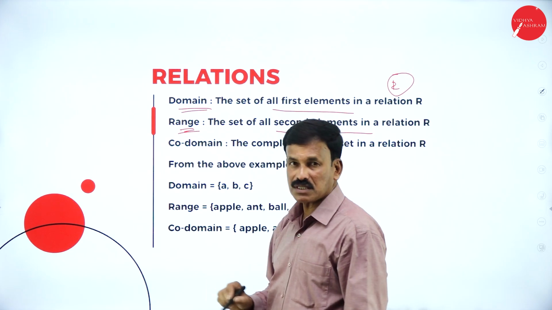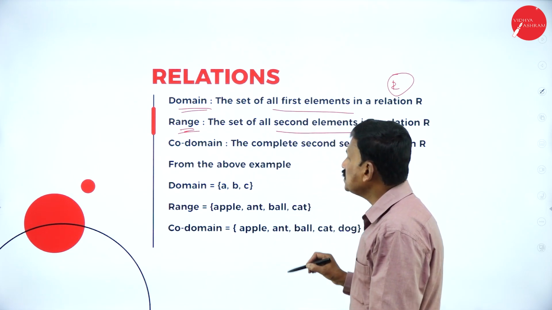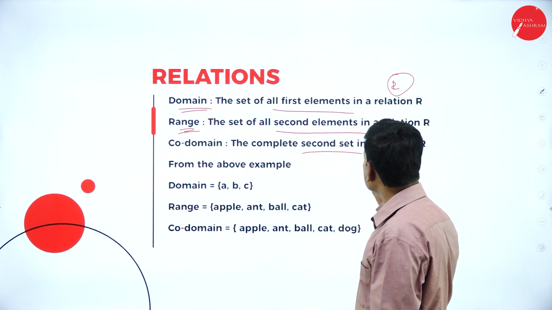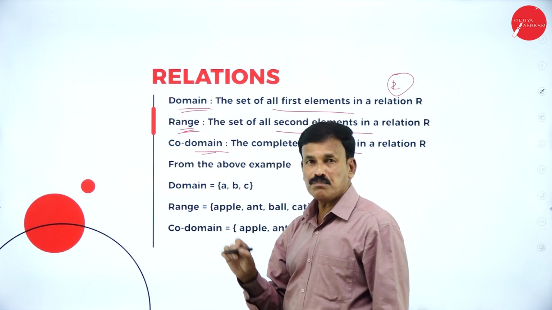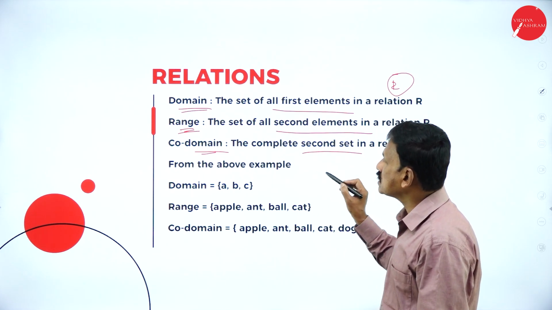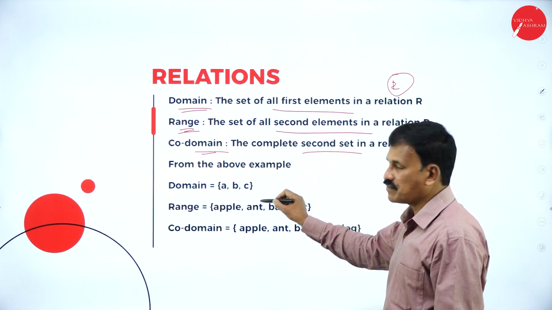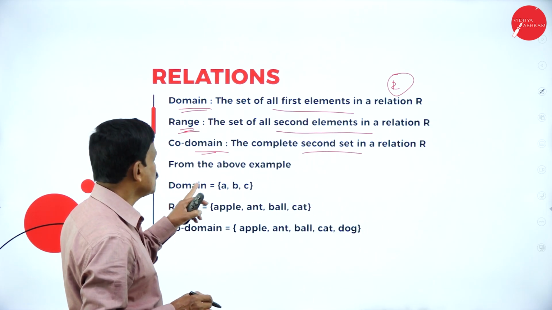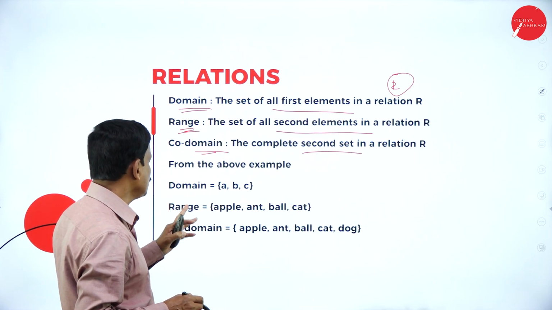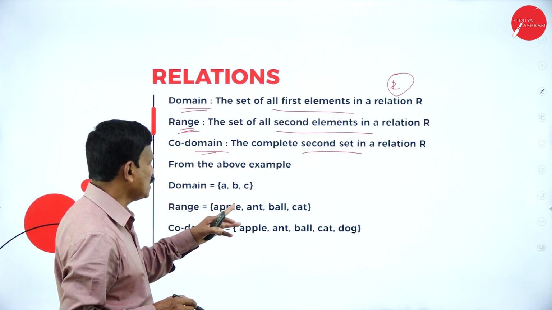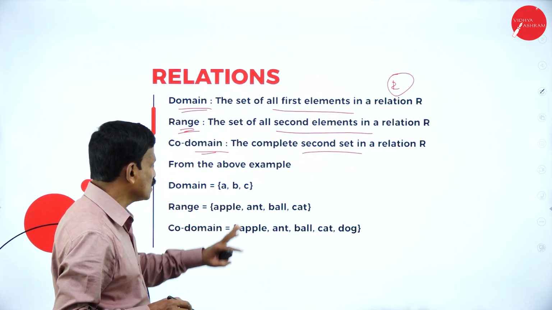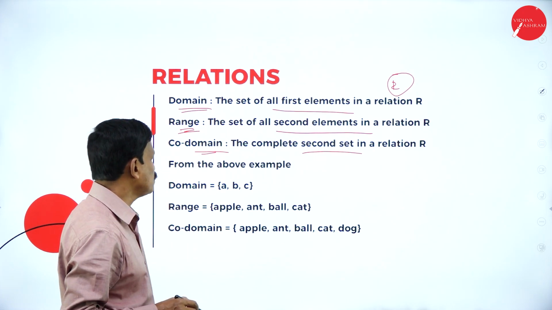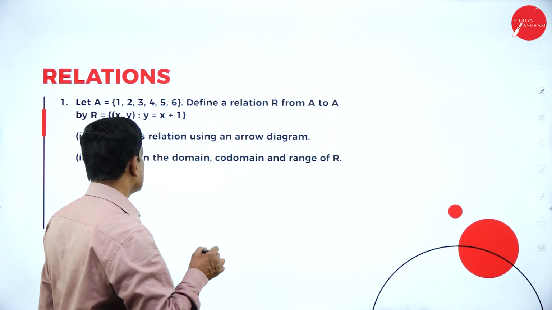The set of second elements of the relation is called the range, and the codomain is nothing but the complete second set. The complete second set of the relation R is called the codomain. Now let us take an example. If A is equal to {a, b, c} is the domain, then the range is apple, ant, ball and cat, then the codomain is nothing but apple, ant, ball, cat and dog, the set B. Right.